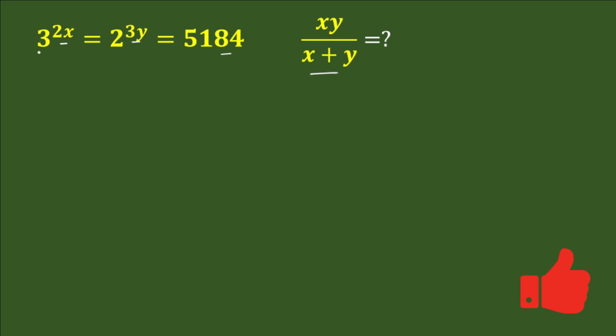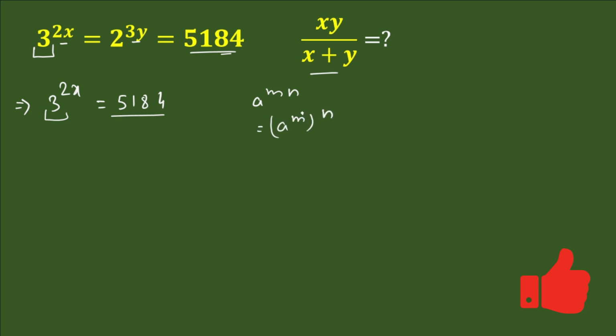So now our first step: the first one, 3^(2x), is equal to 5184. So it is in the form of a^(mn), right? It is multiplied by 2 and x, so we have written a^(mn). This value we can write as (a^m)^n. Here we can multiply the powers according to the law of indices. So now we can write this as (3^2)^x.